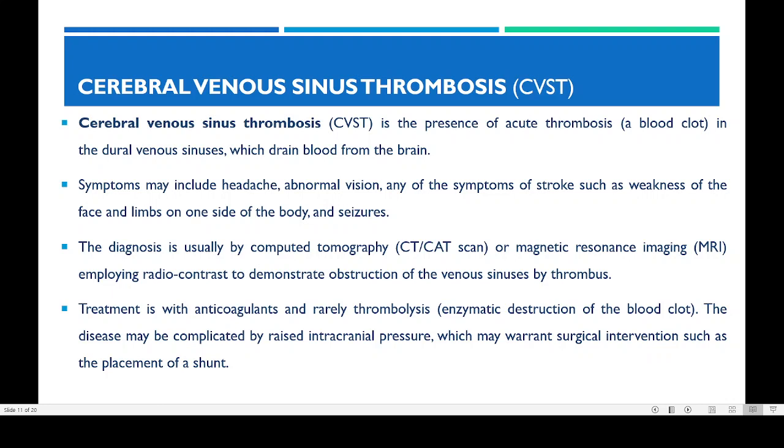And what are the symptoms? First, there will be headache, followed by abnormal vision. If your brain is having some kind of problem, normally that will be affecting your vision, your hearing, your speech. All the activities which are controlled by the brain will be slowly affected one after another. To begin with, there will be headache. Then, in stroke, weakness of the face and limbs on one side of the body. That is one important symptom by which you can identify a stroke patient.